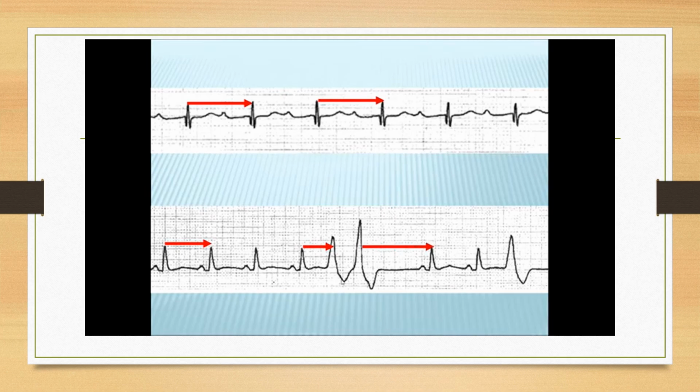And in the above ECG, we can see equal RR intervals, so we can say our rhythm is regular. But in the below ECG, the patient is suffering from tachycardia with irregular rhythm. But it is sinus, because before the QRS complex we can see a positive P wave, and it is the indication for sinus rhythm.